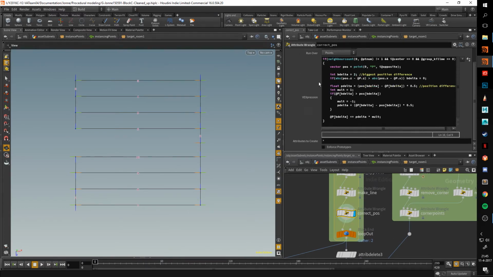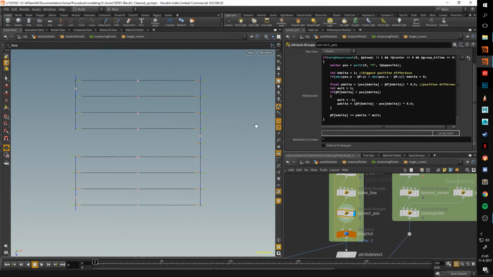So what I do is, again, use that direction vector to see if the other point is along it and check the difference between these points. That's the first thing I do. See the difference and see which difference is the biggest. So let's say the difference in the x-axis is the biggest.